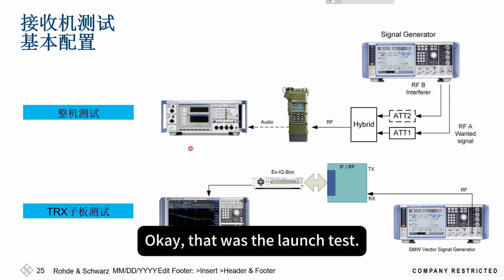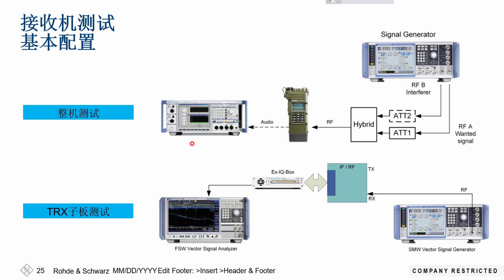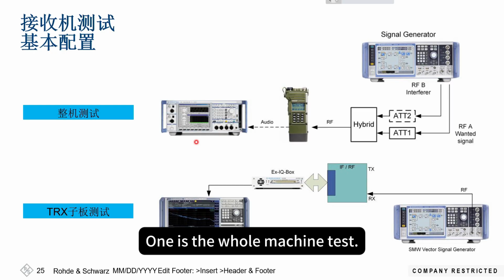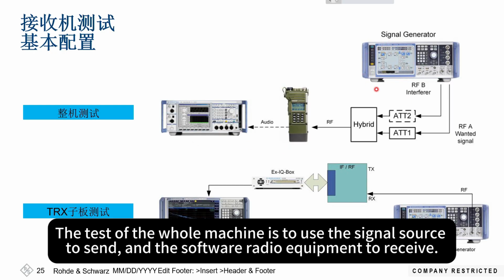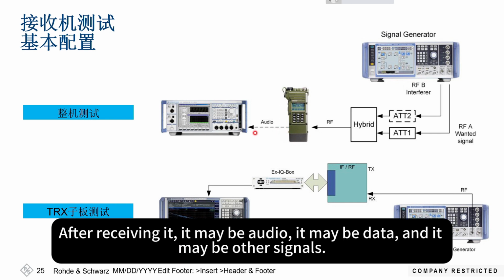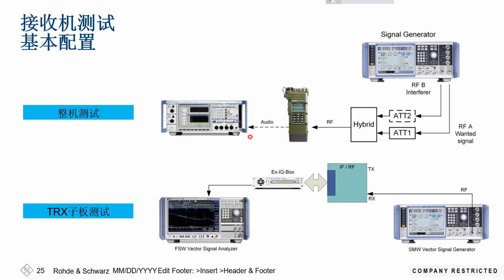Okay, that was the transmit test. What about the acceptance test? I also broke it down into two test scenarios. One is the whole machine test. The test of the whole machine is to use the signal source to send and the software radio equipment to receive. After receiving it, it may be audio, it may be data, and it may be other signals. We need to do a statistical analysis of this signal.